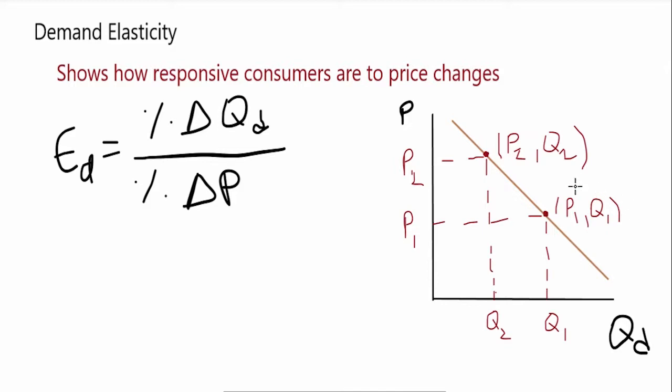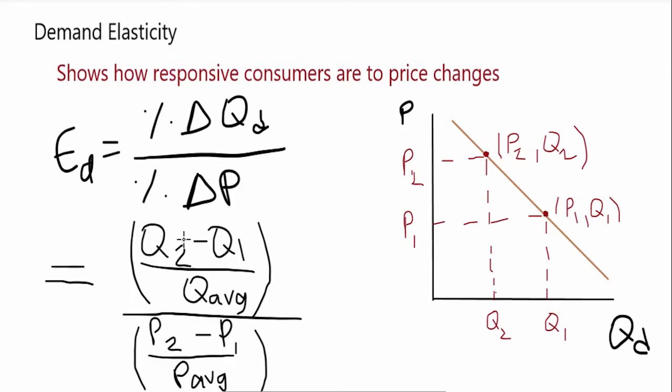So let's say we're trying to find the price elasticity of demand from this point over here, P1 Q1, to P2 Q2. Essentially, what you're trying to determine is the percentage change in quantity demanded over the percentage change in price. And what that shows you is how our quantity demanded is going to change when we have a price change. Okay, so I'm going to write out the formula right here.